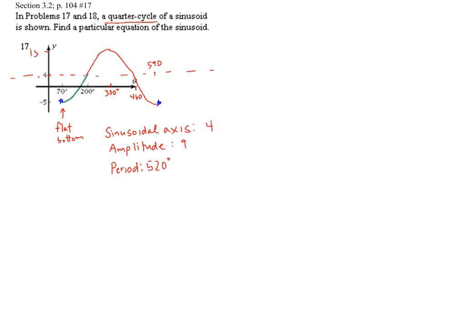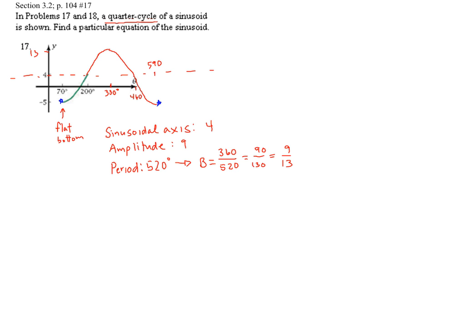Now, 520 degrees is the period, but that's not what's going to go into my equation. To figure out B, I know B is 360 over the period. So in this case, it's 360 over 520. Now this is not something that I can do easily in my head. Well, they both divide by 4, so this is going to be 90 over 130. I don't think that reduces anymore. Well, it's 9 over 13. Super. Okay, so B is 9/13.